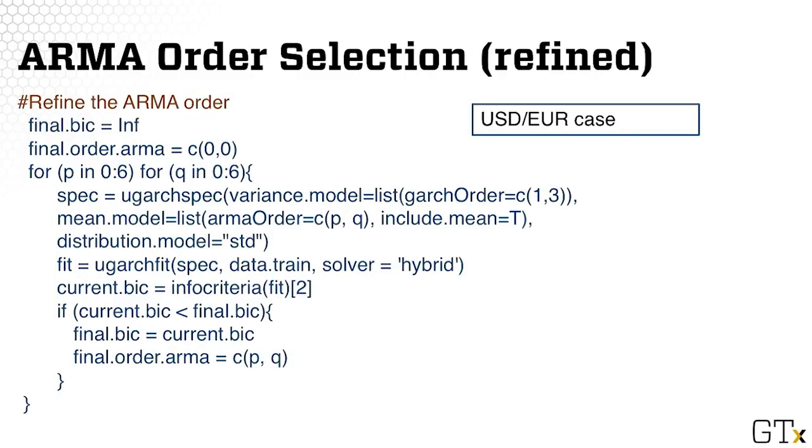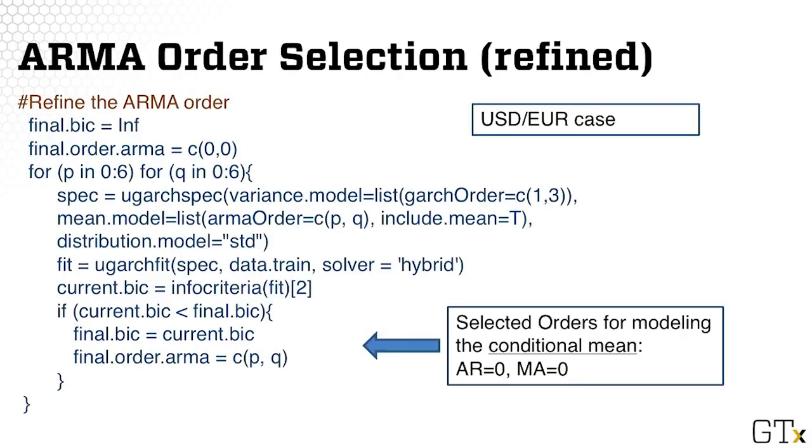We assume that the orders of GARCH are as selected in the previous slide and allow only the ARMA orders to vary within the range 0 to 6. The selected orders are now AR equal to 0 and MA equal to 0, suggesting that the conditional mean of the difference process of the Euro-USD currency exchange rate does not depend on time when jointly modeling the conditional mean and the conditional variance.